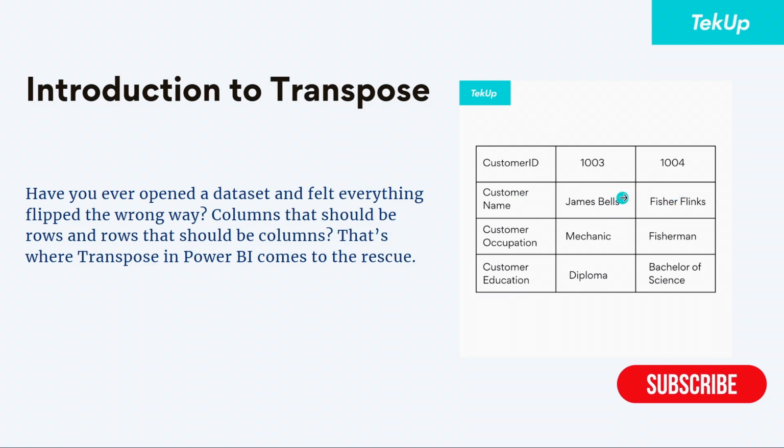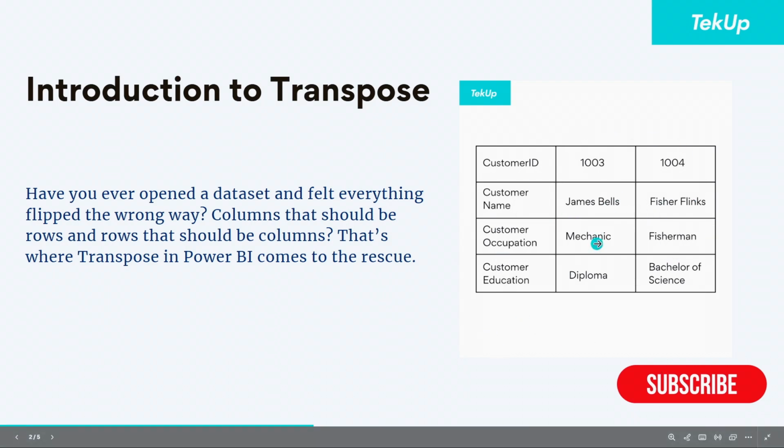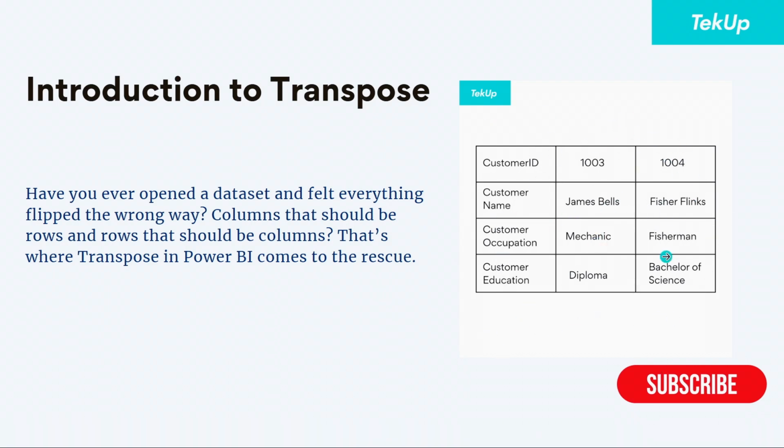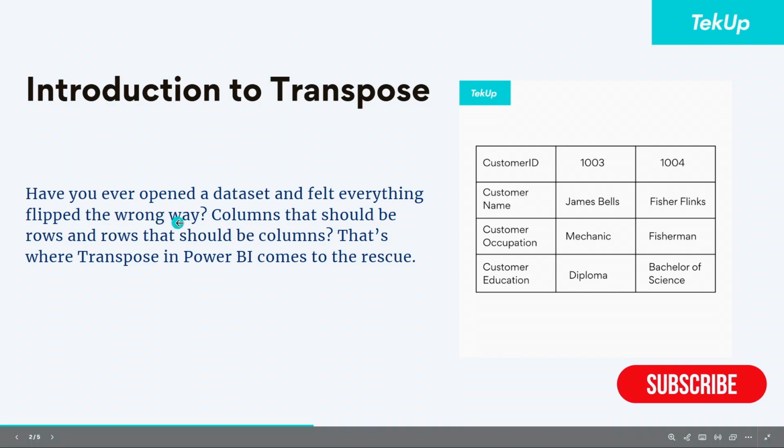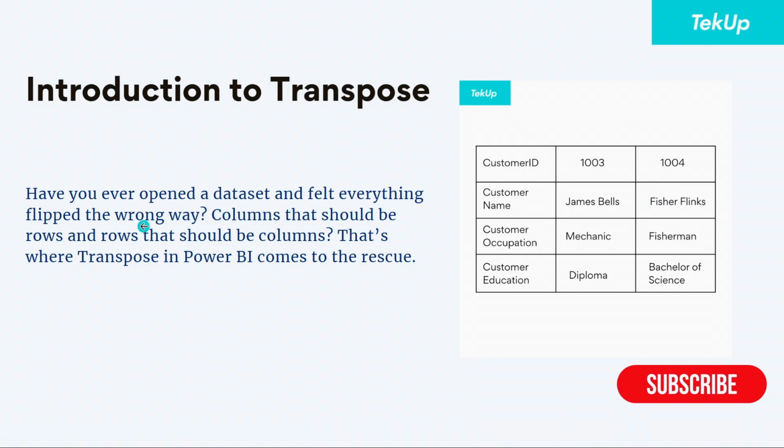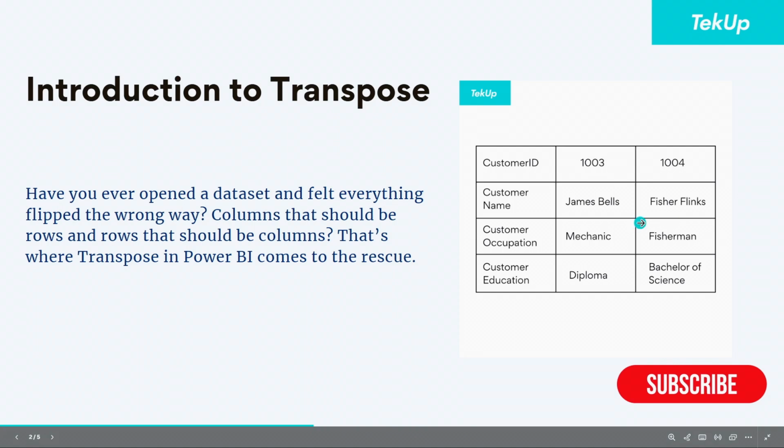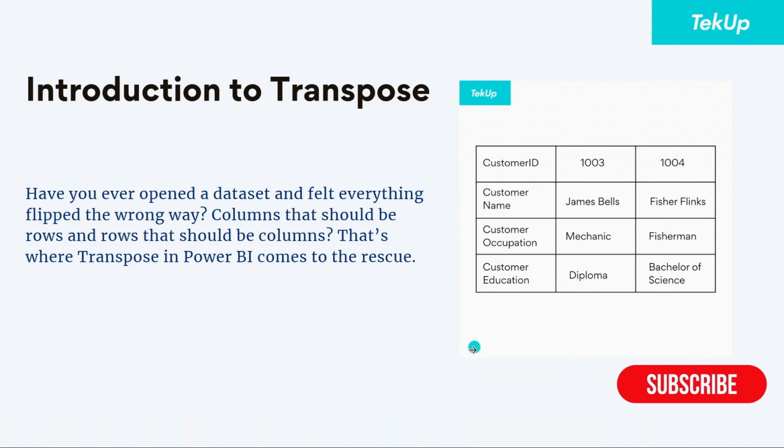Now, if you're faced with a data set like this, how do you rearrange it to suit the typical structure of a data set? This is where transpose comes in. Have you ever opened a data set and felt like everything is flipped the wrong way, just like the exact data set you're seeing here, where columns are being used as rows and rows are being used as columns? This is where transpose in Power BI comes to rescue us.